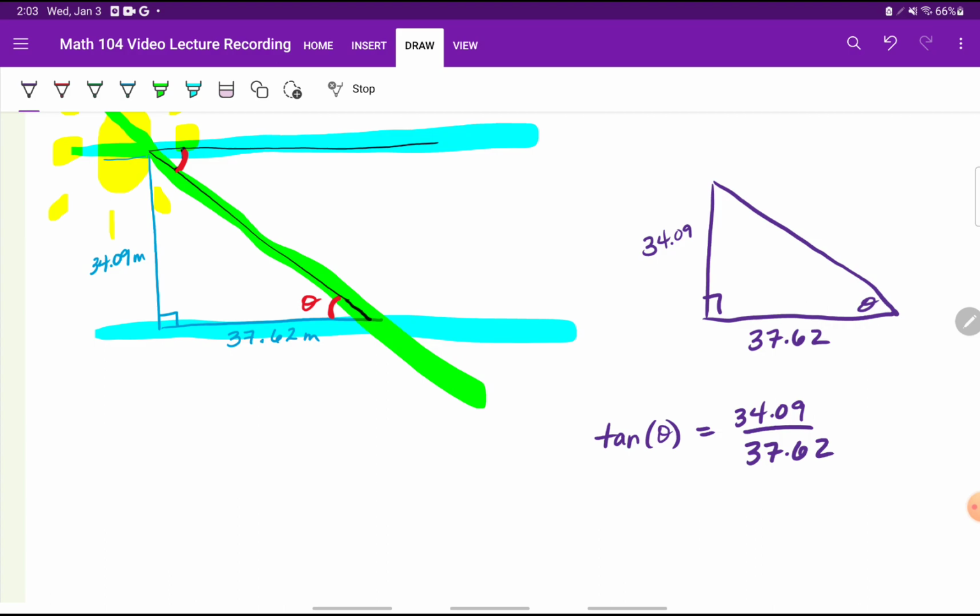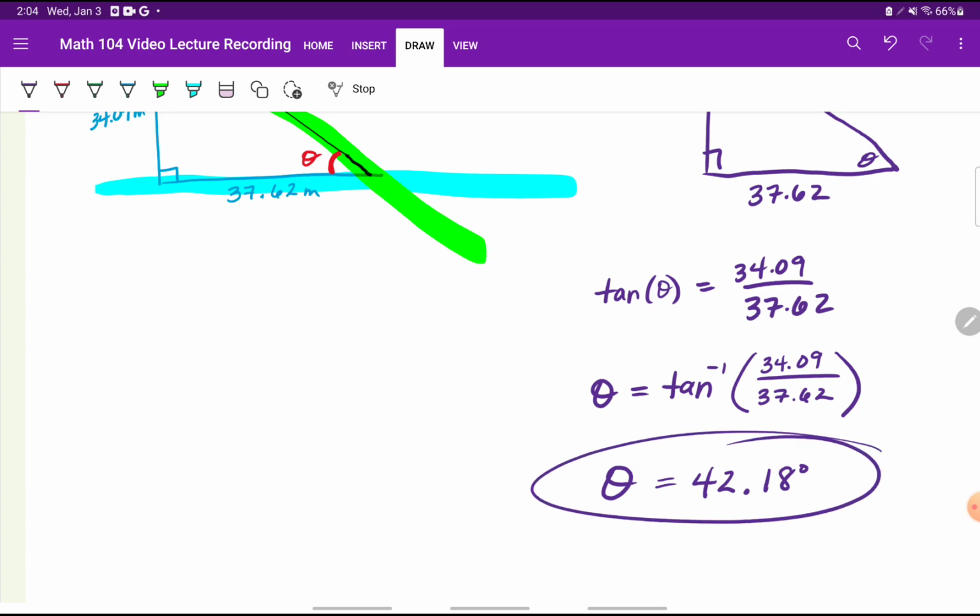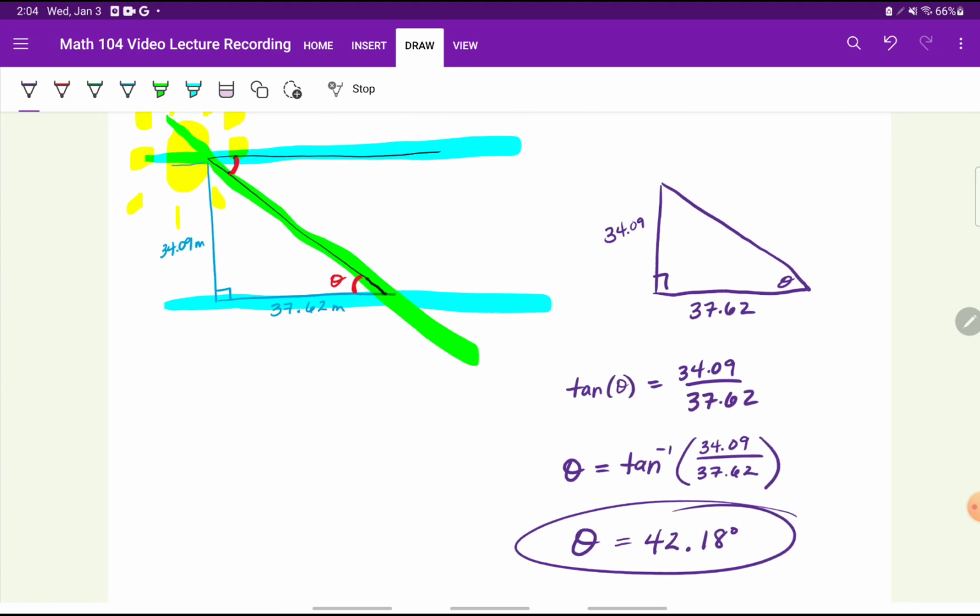We're finding an angle. Anytime we're finding an angle, we're using an inverse trig function. So we'll have that theta is equal to tan inverse of 34.09 over 37.62. And we're just going to pop that into our calculator, making sure that we're still in degree mode. We get our angle theta to be equal to 42.18 degrees. And that is the angle of depression of the sun.